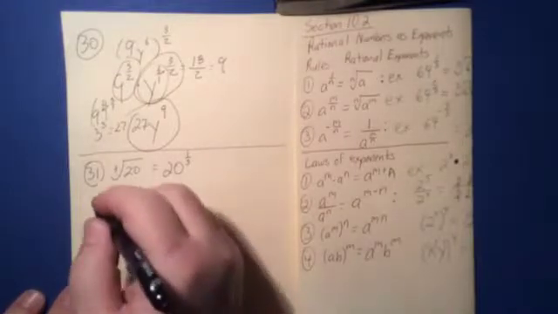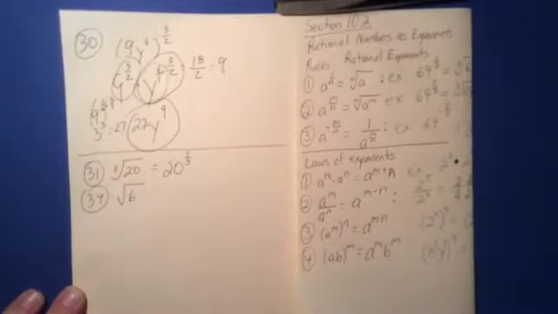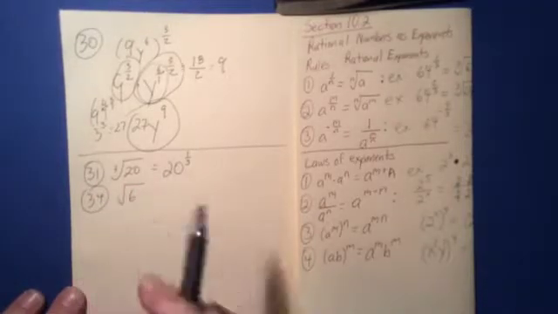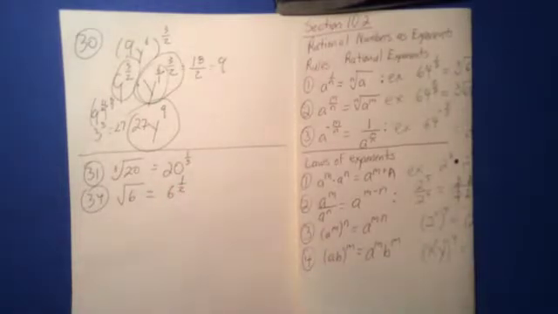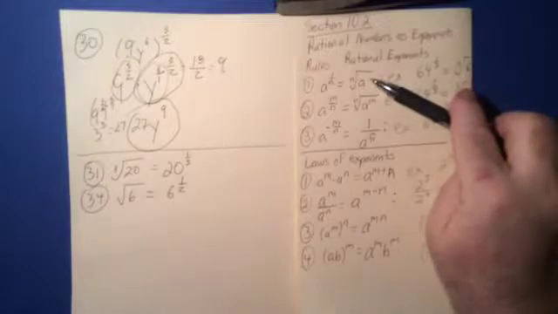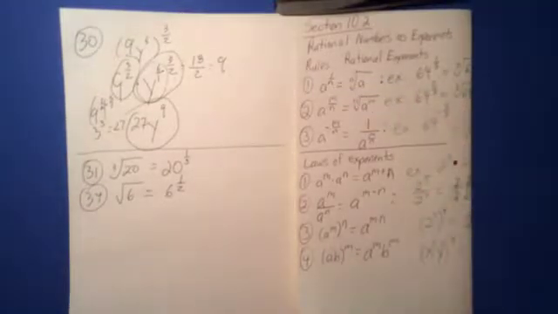We have another question like 34, where it just appears to be the square root of 6. Remember, in this problem, it's assumed that this is a 2 here, so I'd write this as 6 to the 1 half. Again, this is just going backwards from rule 1 up here, going to this form with a rational number in the exponent place.